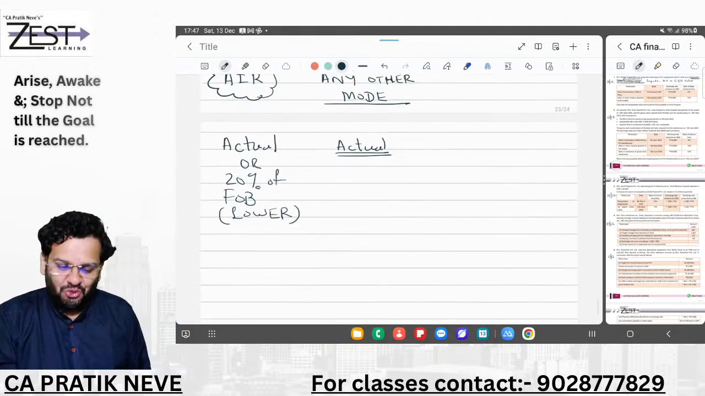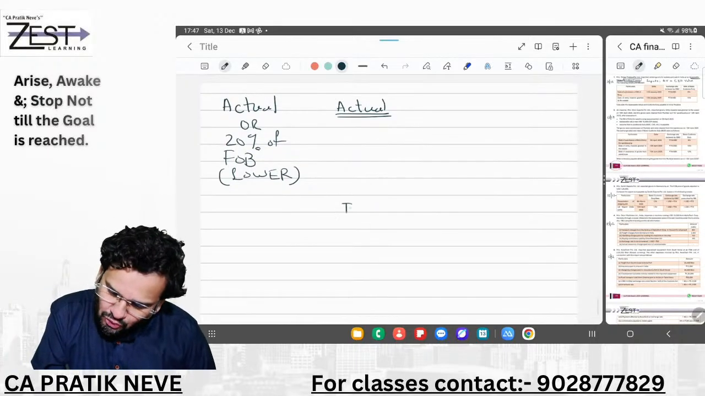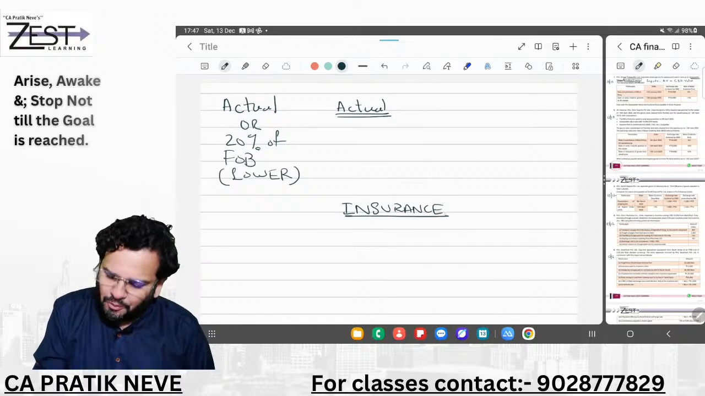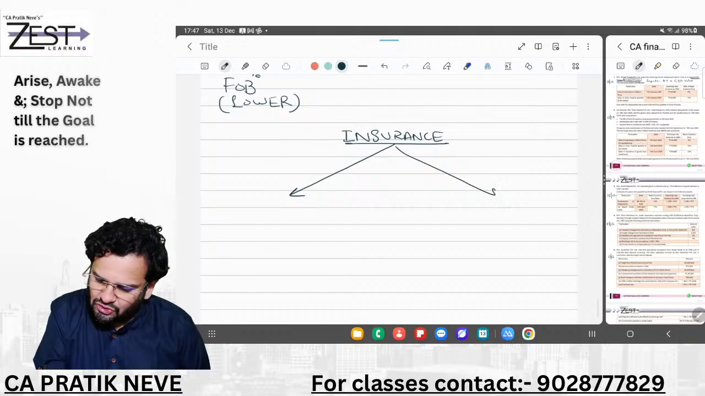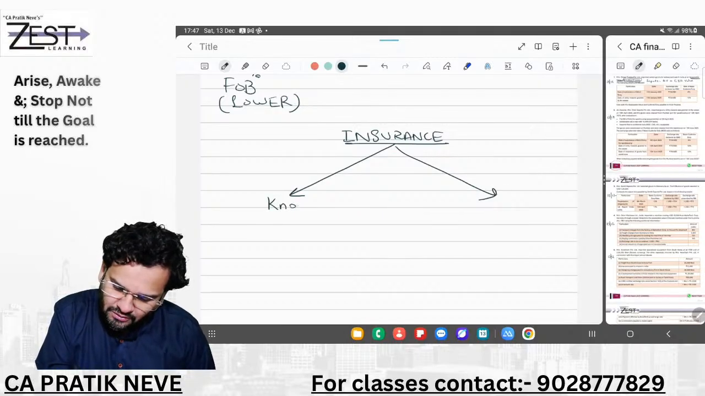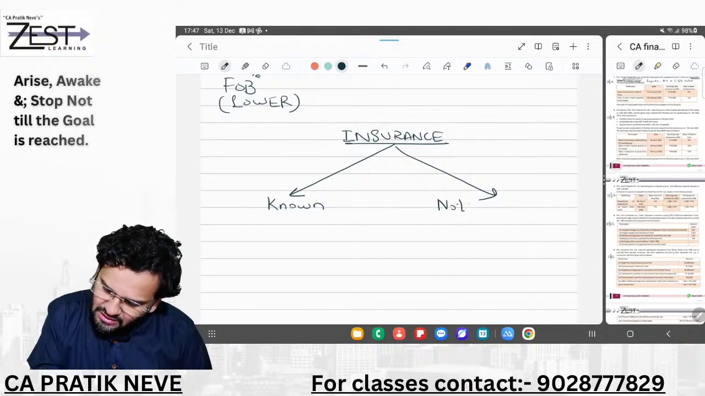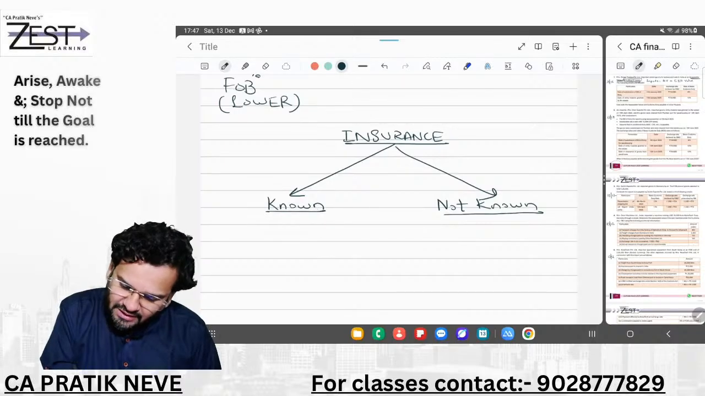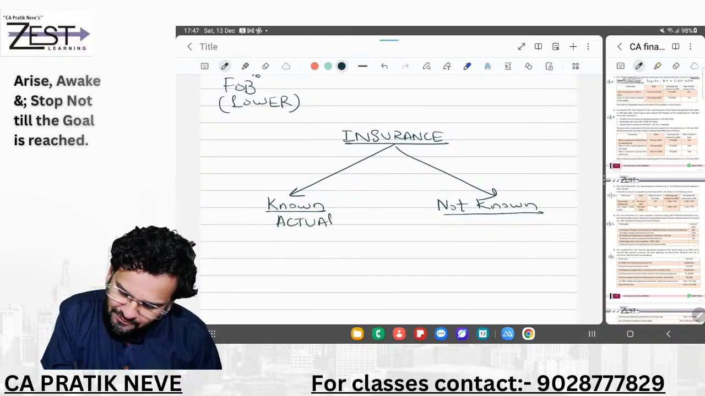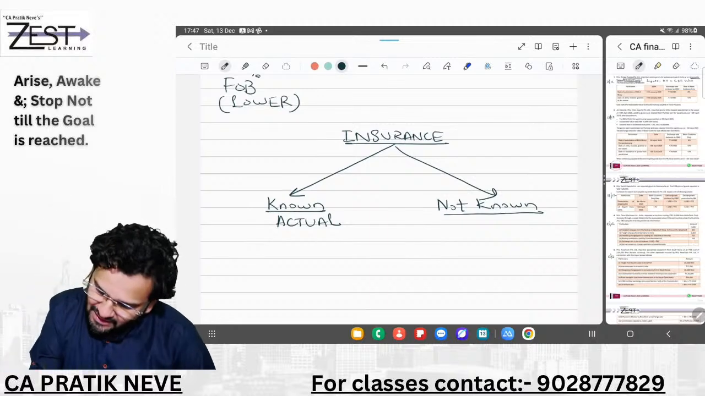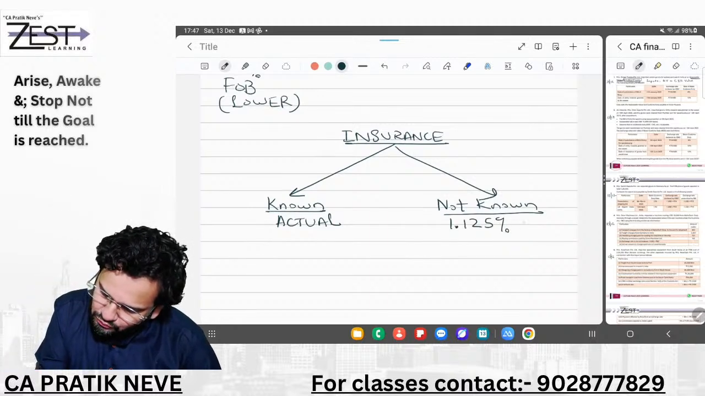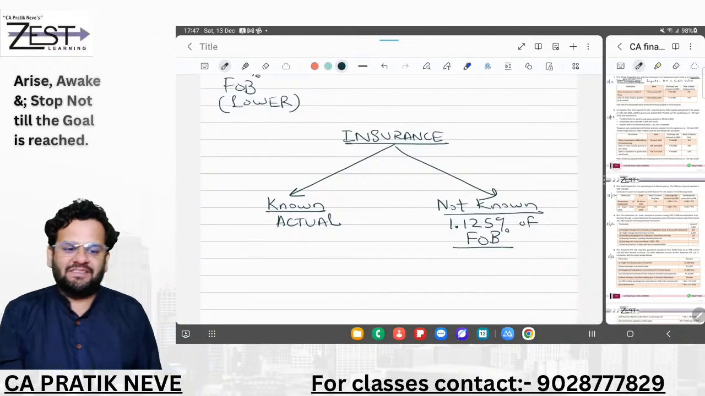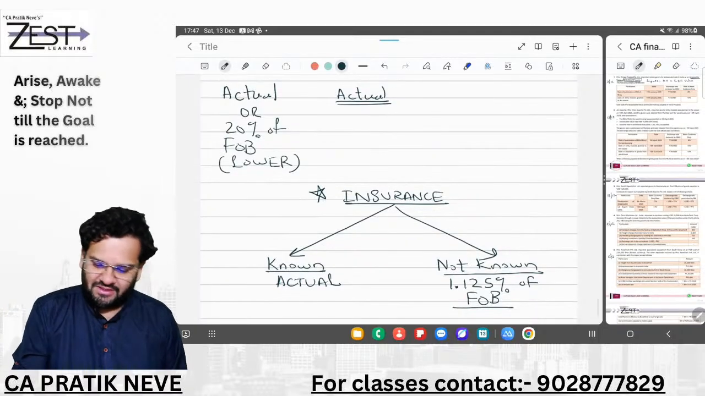After transport you will take insurance. How much insurance we will take, sir? So very simple, two possibilities. Insurance cost could be known or insurance cost is not known. If insurance cost is known, please take actual. If it is not known, then take 1.125% of FOB. Make sense? So that's about your insurance.